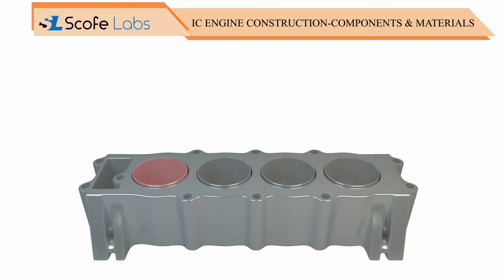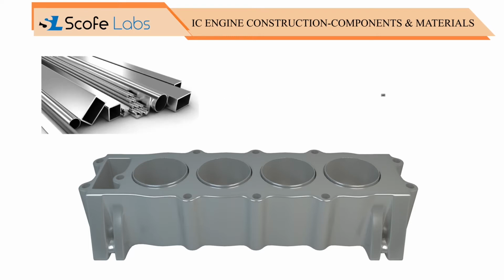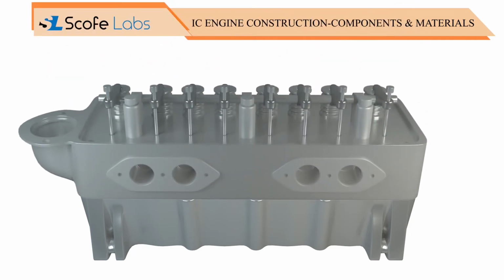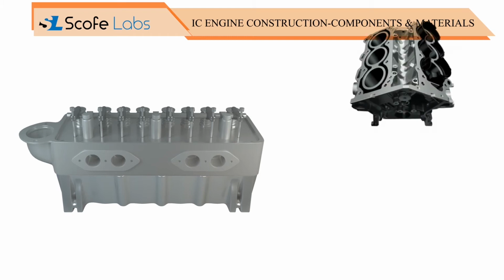In the case of a multi-cylinder engine, cylinders are cast as a single unit, called the cylinder block, as it has to withstand all the forces and vibrations acting on it. Hence, the material used for the cylinder block is aluminum alloy or steel alloy. Cylinder head is mounted on the cylinder block. Cylinder block and head are provided with water jackets for water cooling and fins for air cooling.